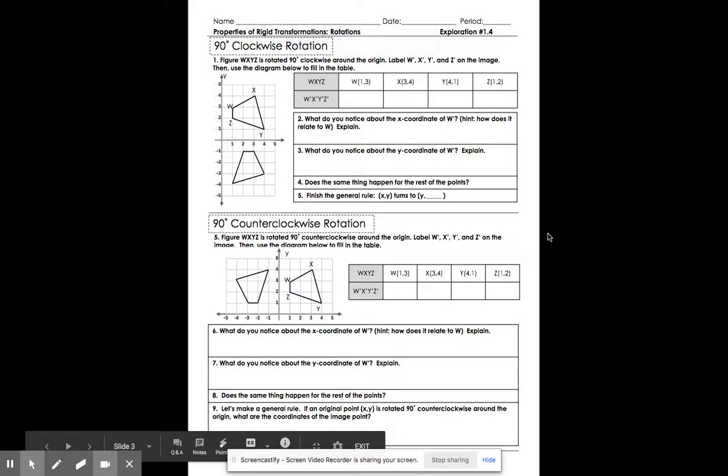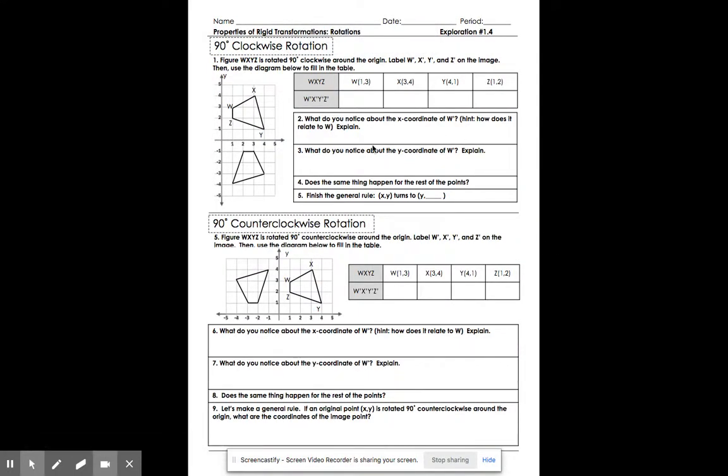So today we're going to be learning about rotation. Rotation is probably one of the more complicated ones to think about, so if you have any questions after this, please let me know. But we're going to go ahead and get started.